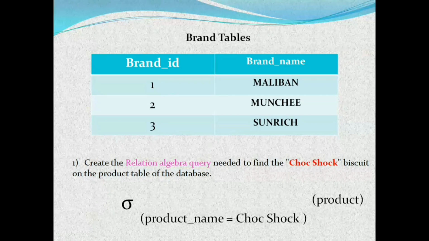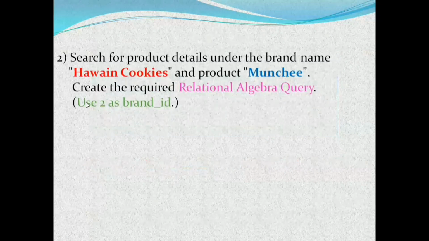And we are going to the second question. Search for product details under the brand name Hawaiian cookies. So Hawaiian cookies, and the brand is Munchie. We have to find this brand and also this product, the Hawaiian cookies product. Create the required relational algebra query. We have some conditions here. Use 2 as the brand ID, so the Munchie brand is 2.